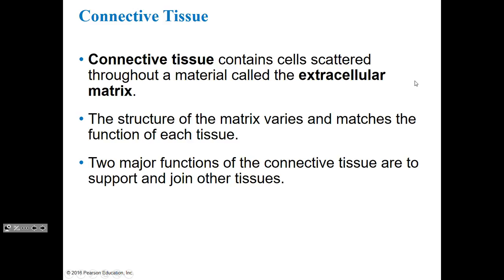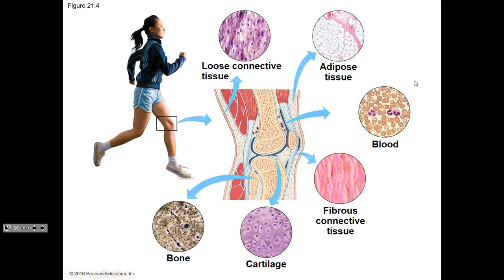An example would be tendons. Our tendons join our muscles to our bones. Ligaments are more about connecting our bones to other bones. They're a little bit different in that they're a little bit stronger, but we'll go over that. So here are some examples. This is connective tissue, the second kind of tissue that we find in our body. First is epithelial, now it's connective.